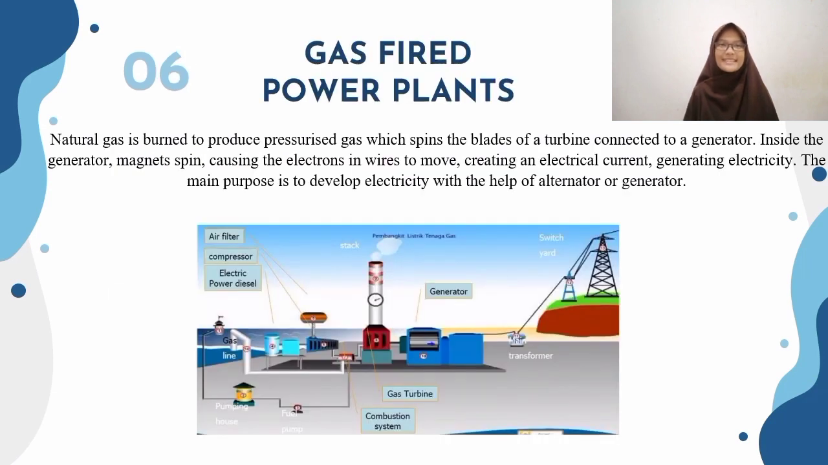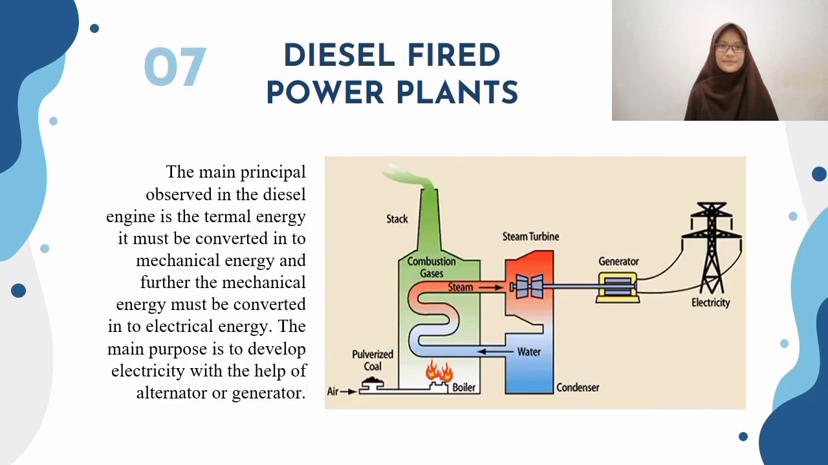And the sixth is gas-fired power plants. Natural gas is burned to produce pressure gas, which spins the blades of a turbine connected to a generator. Inside the generator, magnets spin, causing the electrons inside to move, creating an electrical current, generating electricity. Although natural gas is a fossil fuel, the emissions produced from its combustion are much lower than those from coal or oil.